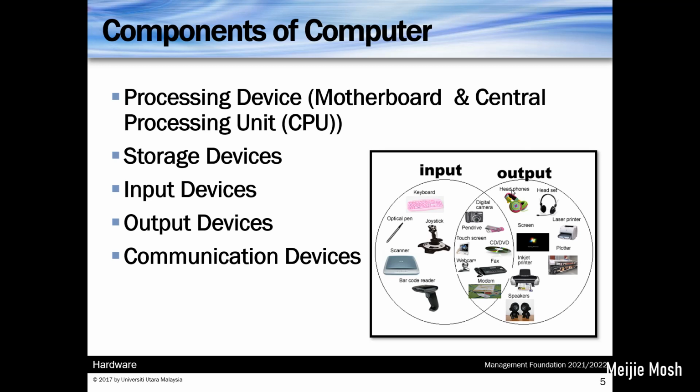The final component of a computer is the communication device. A communication device is any type of hardware capable of transmitting data, instructions, and information between a sending device and a receiving device. The best examples of communication devices are a computer modem, Wi-Fi, Bluetooth, and network interface card, which are capable of sending and receiving a signal to allow computers to talk to other computers.